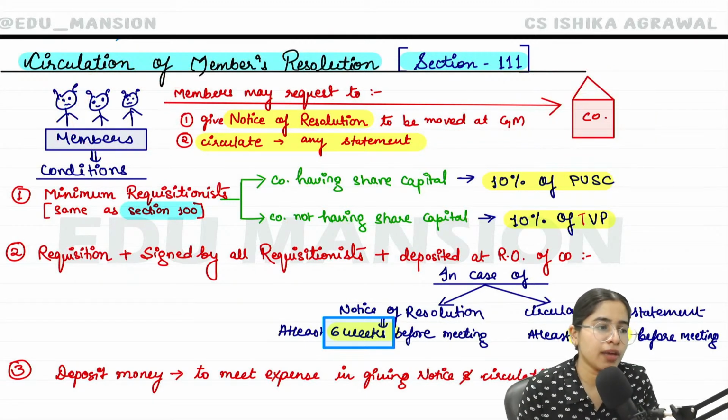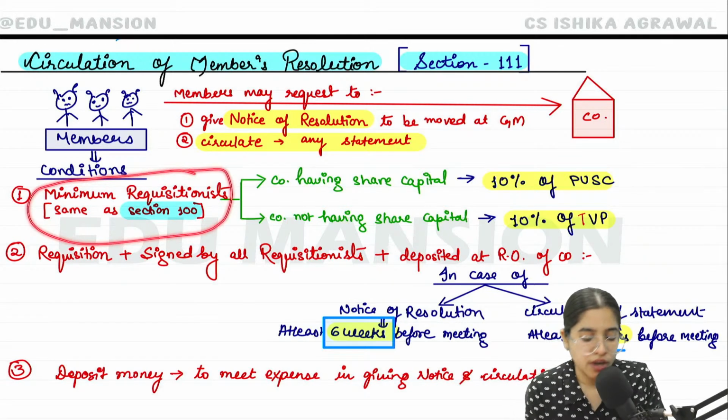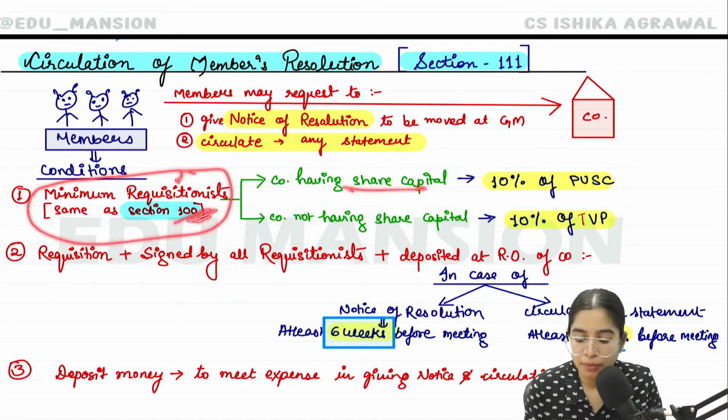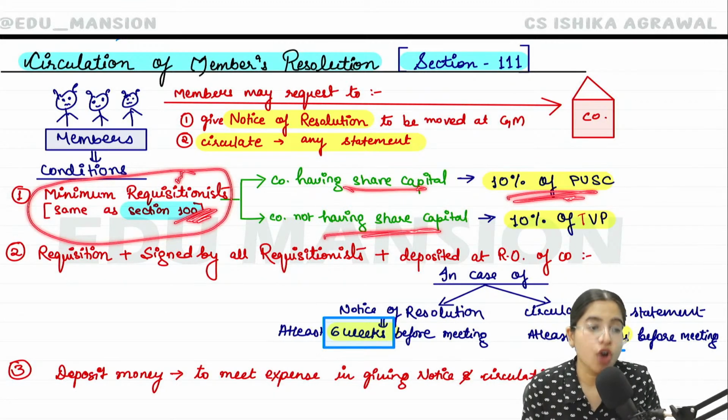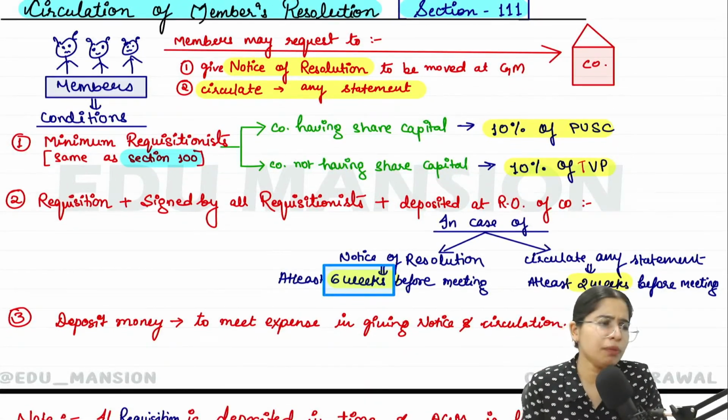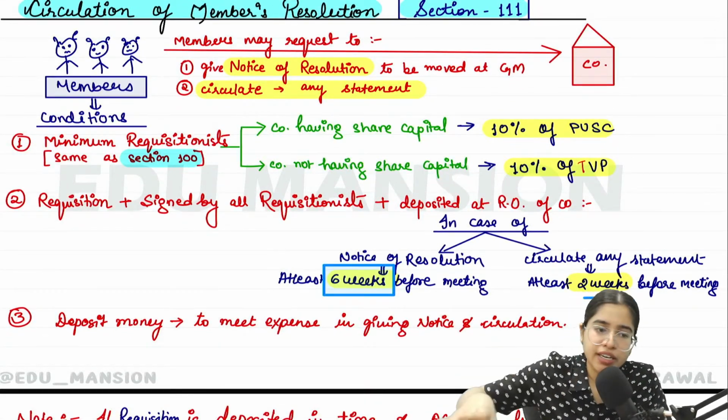Minimum how many members will make the request? Minimum those members who are required to call an EOGM under section 100. So what is the requirement? In case of a company having share capital, members holding at least 10% of paid up share capital, and in case of a company not having share capital, members holding minimum 10% of total voting power, they can require any resolution to be passed or any statement to be circulated at the general meeting. So basically they have to prepare a written request.